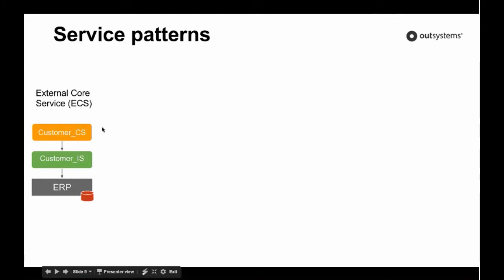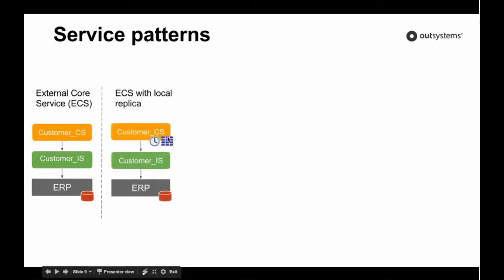The second pattern is when, even though the system of records is external, the master of the records is external, I might want to have a local replica. So this is an external core service with a local replica. Why should I need a local replica? Well, there are several reasons. One of them might be performance, because I don't want my applications, every time they are fetching data, to bang the external system. There might be some latency to get to that system, so we can do a replica.